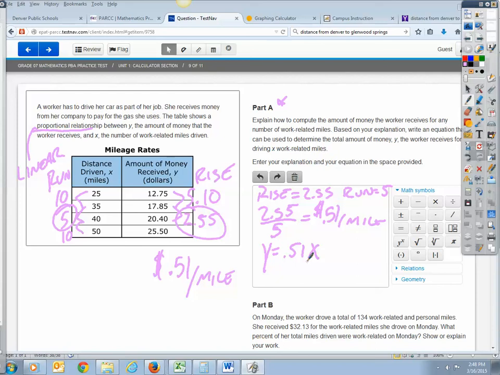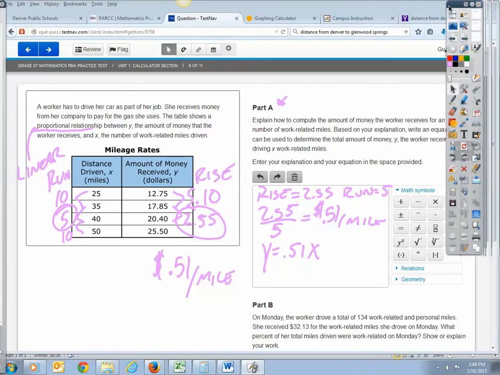So then, to go on, it says, based on your explanation, write an equation. Done that. So after you get your answer, you want to look at it. And so explain how to compute the money made by the worker. Okay, I verbally did that. I didn't do that in writing, but I'm assuming you would. Based on your explanation, write an equation. I did that. The worker receives and enter your explanation. So it's always wise after you answer the question to go back and reread the question to make sure you answered what they were actually asking.